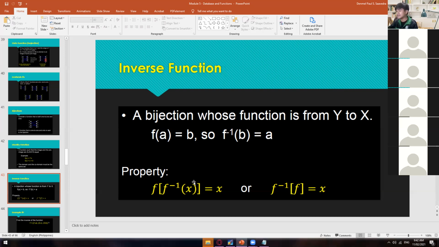So we have those two properties. We have f multiplied by the inverse function of x is equal to x. Or you can have this simpler formula: the inverse function of f is equal to x. Mostly this is the one that you're going to use, since this one is much more compact than this one, which is quite longer. So that's it for the inverse function. Again, your x becomes your y becomes your x.